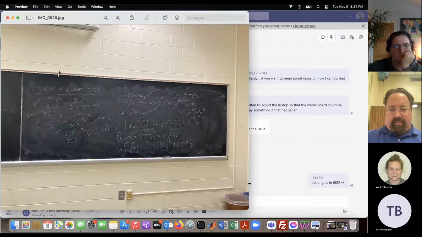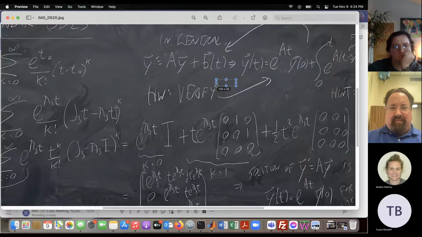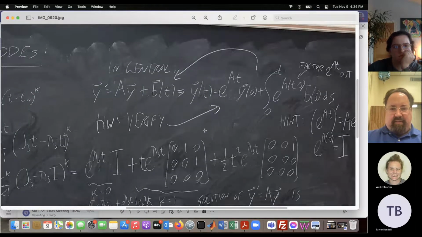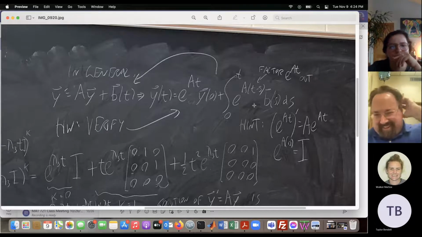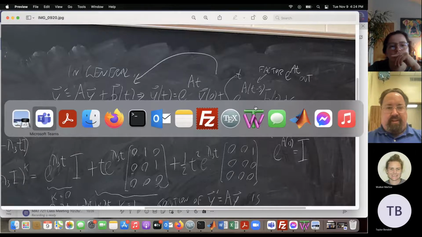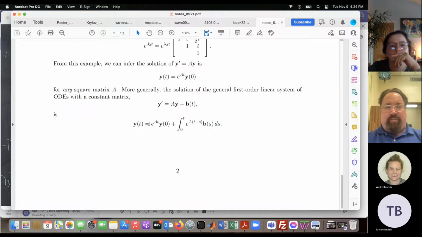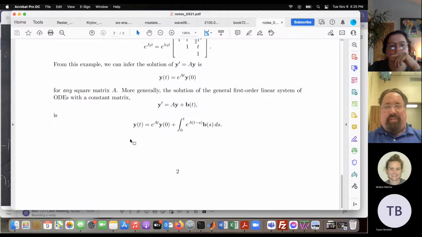So here's a picture from the board. I'll zoom in here. Whoops. Oh, all right. So here I've written out the solution formula, and this is all I have written down about the second homework: verify this. And then in the notes that I wrote up for that day, okay, I have the formula reproduced here, but I forgot to include a homework statement with that.